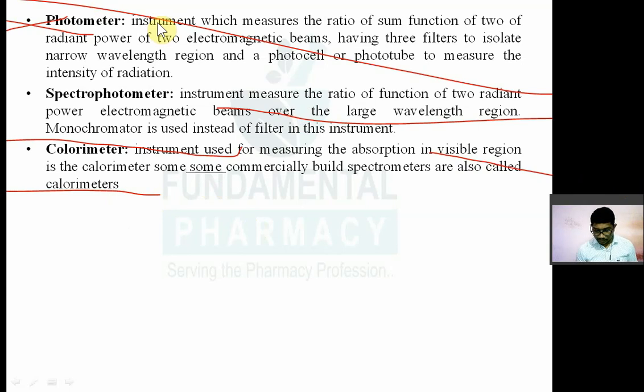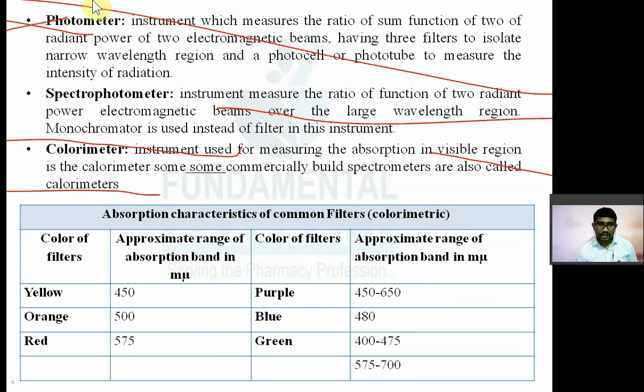The colorimeter is used for the measurement of absorption by colored compounds. The spectrophotometer is used for the measurement of absorption of UV light by non-colored compounds. Absorption characteristics of common filters in the colorimeter, we have already done. Yellow color, okay, approximate range of the absorption band: 450. Orange 500, red 570, purple 450 to 650 will absorb. You saw this yesterday. The green filter will absorb light of 400 to 475.